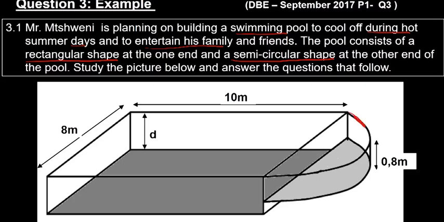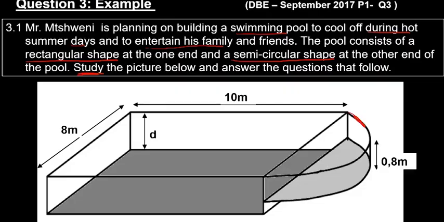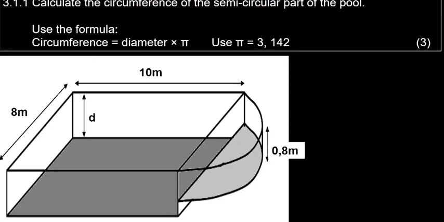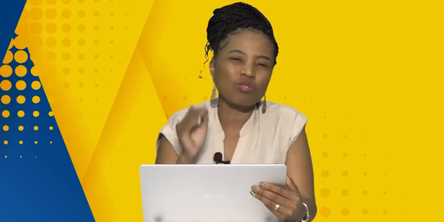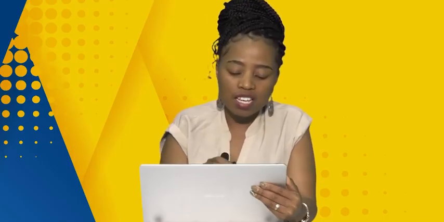And then it says there that we must study. They can't just ask you to study if there is no information that is necessary in that picture that they gave you. Study it and answer the following questions. Number 1, calculate the circumference of the semicircle. Look at the formula that they said you may use. We always encourage you, grade 12s, to know your formulas, because here there's a catch.